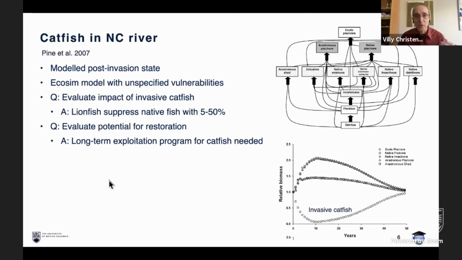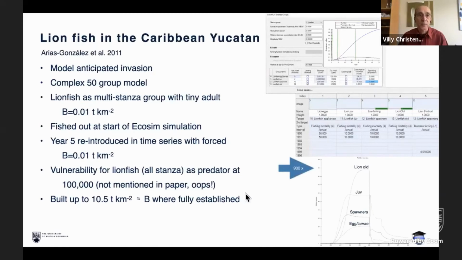So if you want to control it, you're talking long term. It's not going to go away just like that. Long-term exploitation generally is required in these cases.